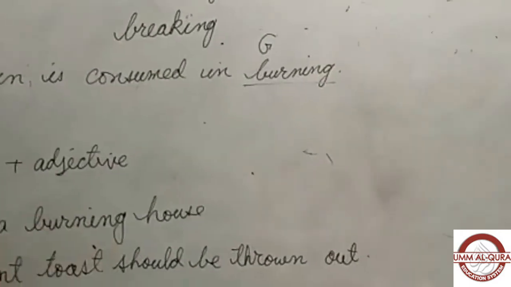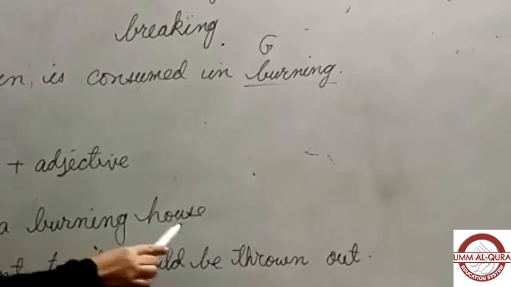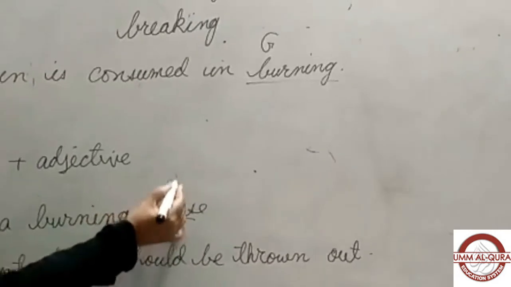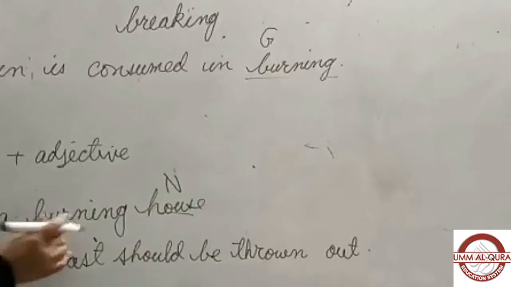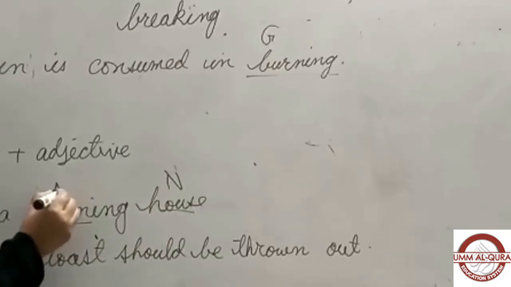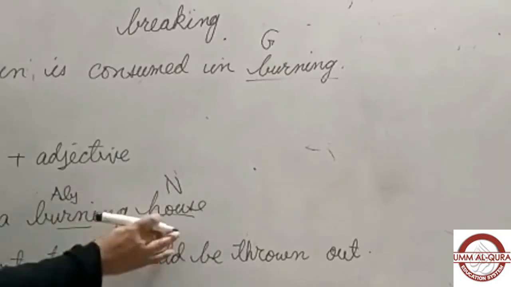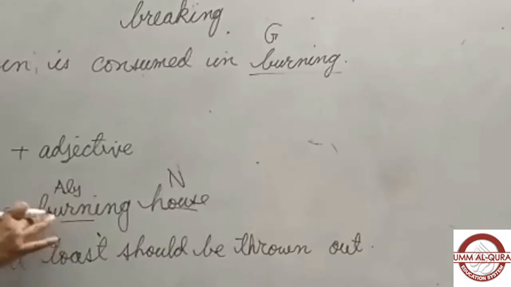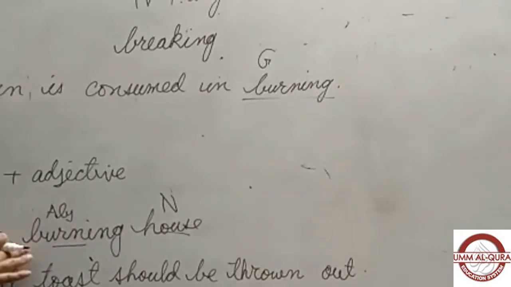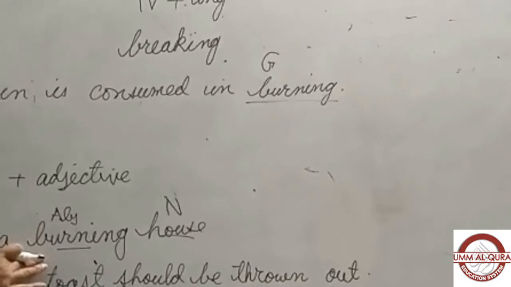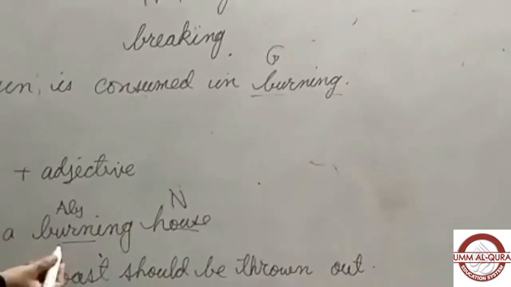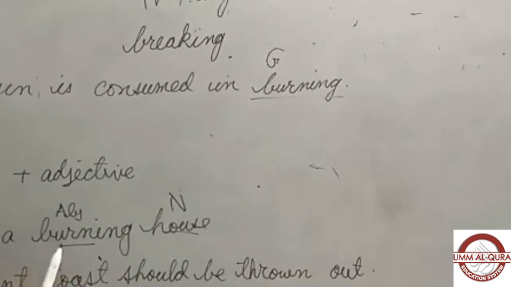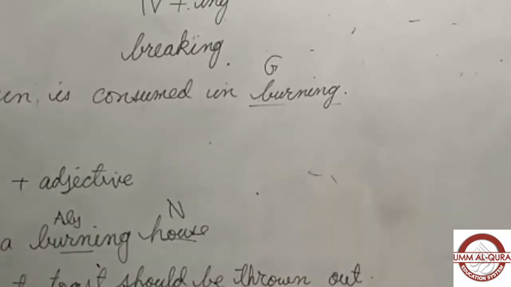Let's see this example. I saw a burning house. In this sentence, house is a noun. And what kind of house is this? A burning house. Here burning is explaining the house, so it is acting as an adjective in this sentence. If it acts as an adjective, we will say it is a participle.